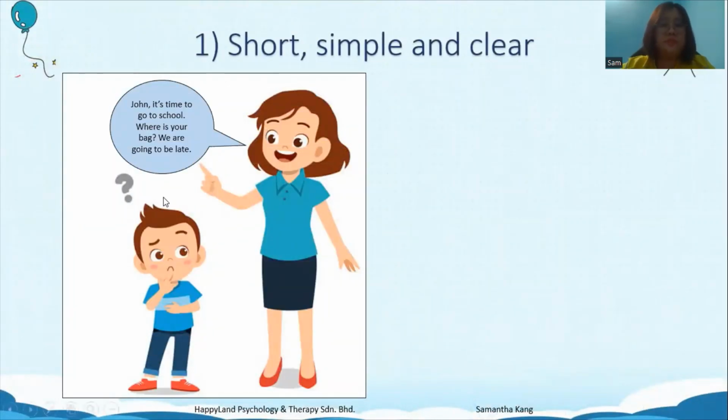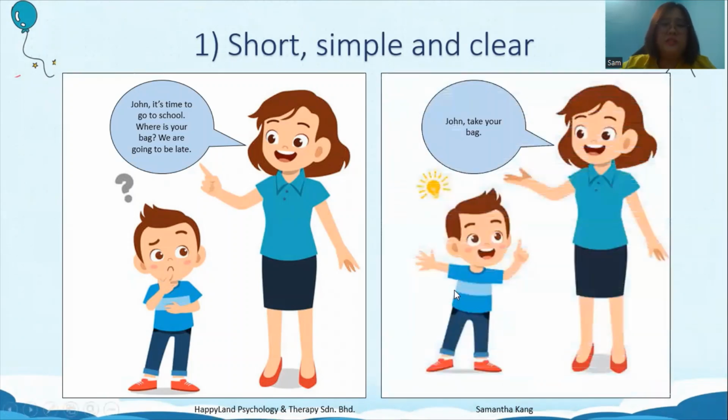You can see the picture on the left. The mother is saying, "John, it's time to go to school. Where is your bag? We are going to be late." John looks very confused, because the mother is saying a lot of things in that dialogue. So John does not know what the mother wants. And we see this picture on the right, what the mother said. "John, take your bag." John able to get what the mother wants, and he's able to go and take his bag. So the instruction the mother gave is very short, simple, and very direct and clear.